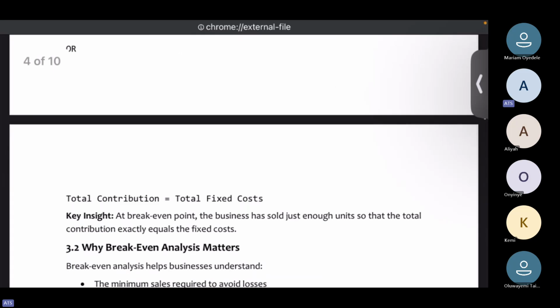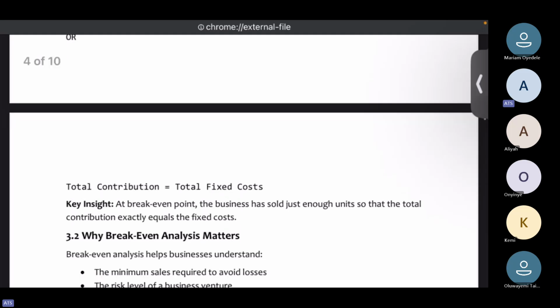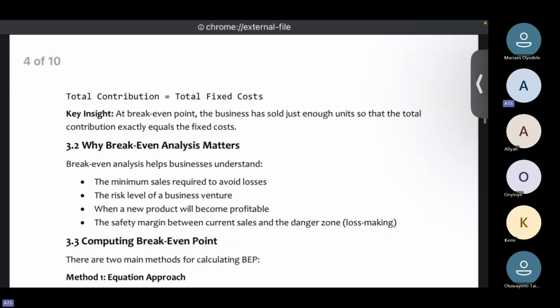So at break-even point, the business has sold just enough units so that the total contribution exactly equals the fixed cost. So you are contributing exactly what you need for your fixed cost. You are not making a profit, you're not making a loss. You just want to make sure that at least you're not owing anybody, you paid everything. Do you understand? Now, break-even analysis helps business to understand the minimum sales required to avoid losses.